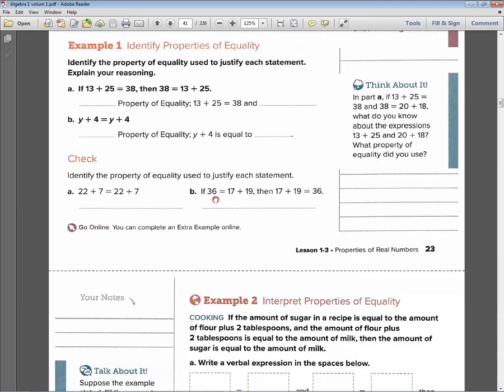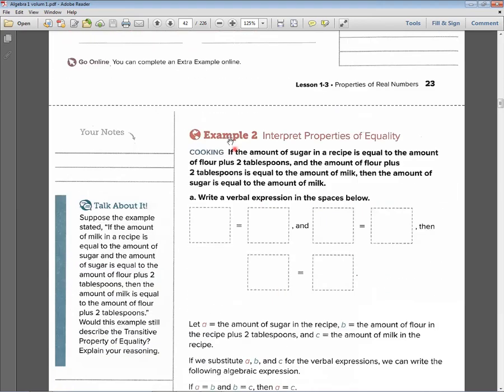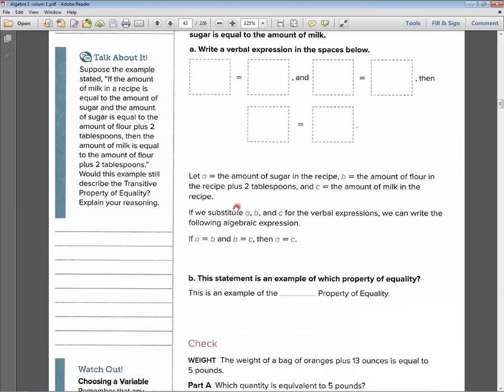Okay, and 36 equals 17 plus 19. Then 17 plus 19 equals 36. Okay, it's symmetric because we replaced. Moving forward.